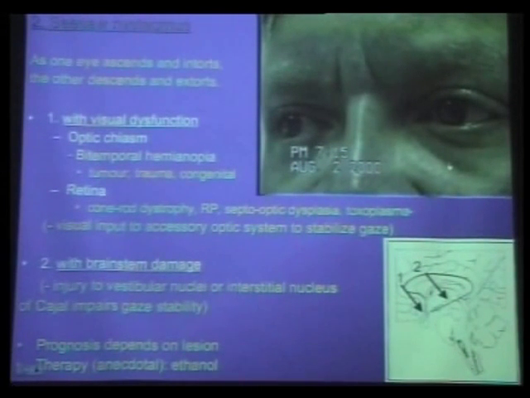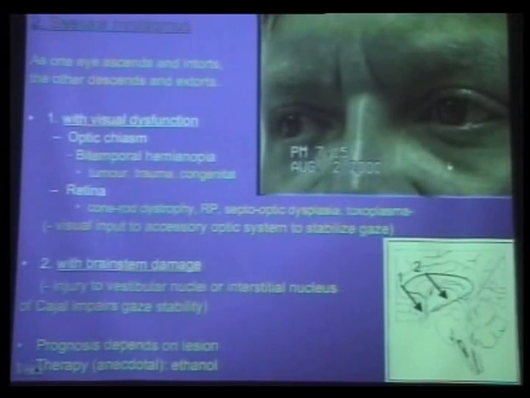And the idea is that there's a problem with visual input to the accessory optic system to stabilize gaze. That's the root problem here. The other possibility, number two, is that there's brainstem damage, and that could be damage to the vestibular nuclei or the interstitial nucleus that could have up here. And that impairs the ability of these systems to stabilize gaze as well. The prognosis does depend upon the lesion.